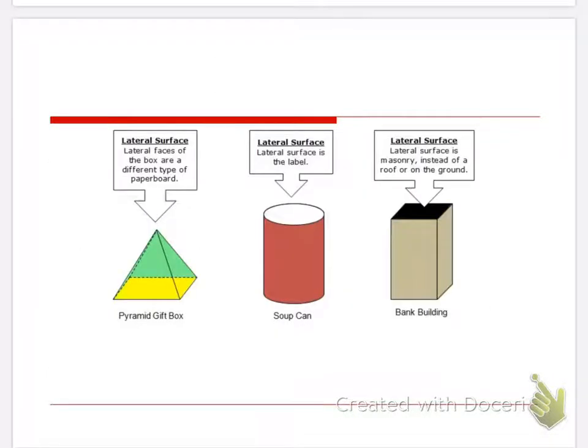Okay, so let's go to that. I threw this picture in. I don't know if it's super helpful, but it helps explain the idea of a lateral face or lateral surfaces. In the first one, the lateral faces of a box are a different type of paperboard. You see the lateral faces here in the green. The yellow is just the base on the bottom. The lateral surface here, if this was a can of soup, would be the label, the stuff that's in red. And the last one is a building. The lateral area is the masonry, the bricking, instead of the roof and the ground. So it's the tanner part.